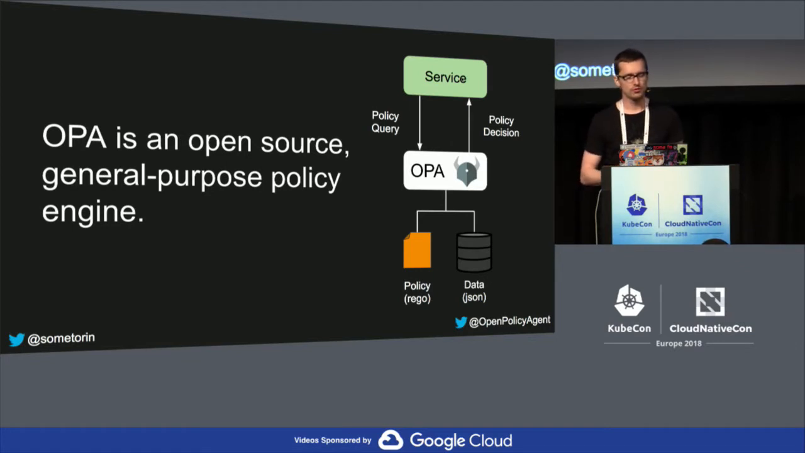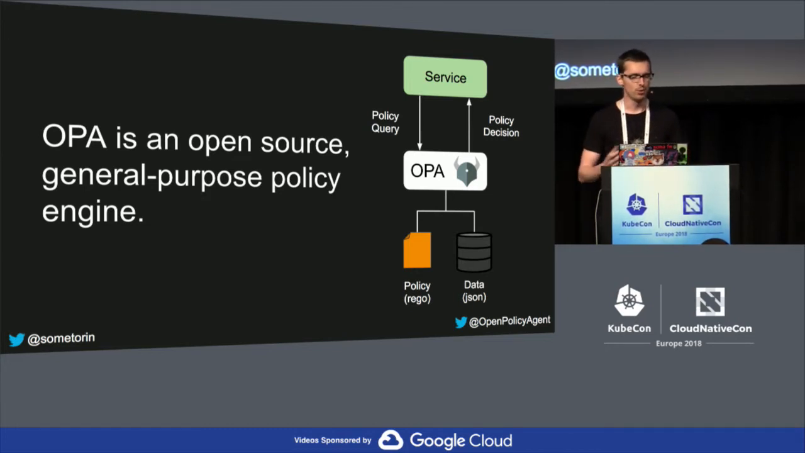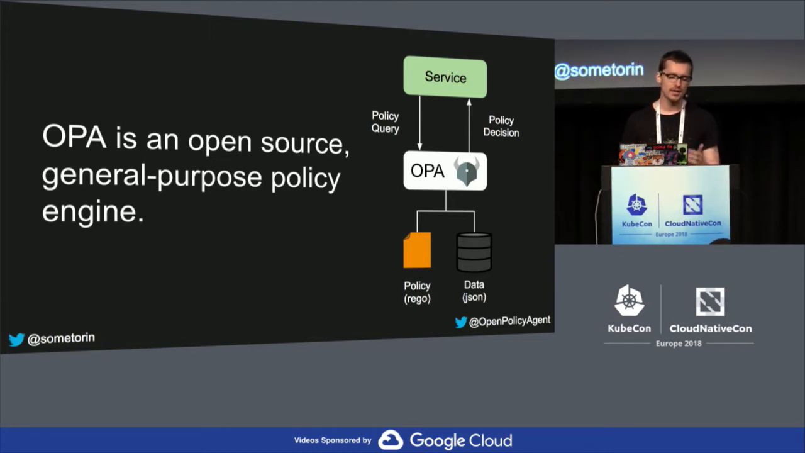So these are some of the problems that we set out to solve when we created the Open Policy Agent project. So OPA, or OPA, you can call it whatever you want, is an open source general purpose policy engine. And what that means is that you can use it at any layer of the stack in any system.